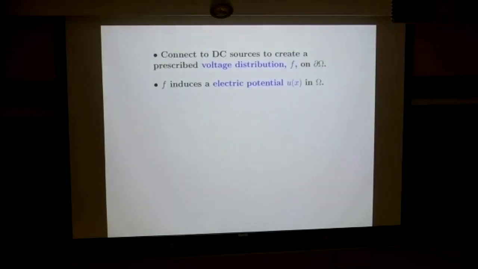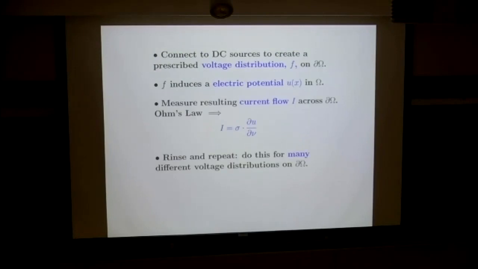Now we connect DC sources, direct current sources, to create a prescribed voltage distribution, which we'll call F, on the boundary. That F induces an electrical potential, which we'll call U, and we measure the resulting current flow across the boundary. If you take Ohm's law that you learn about in first year E&M and rewrite it in this setting, the current flow I is sigma times the normal derivative, du d nu, at the boundary, where again U is the electrical potential which the function F induces.